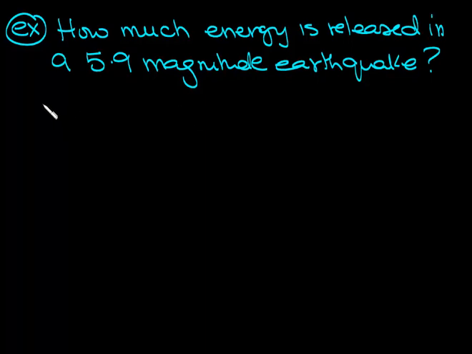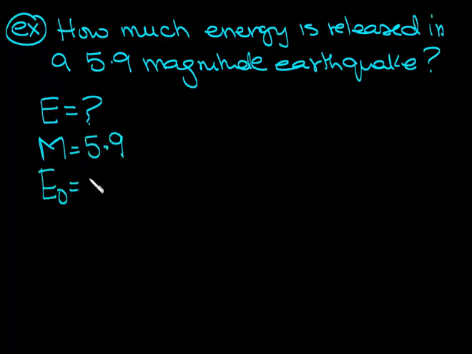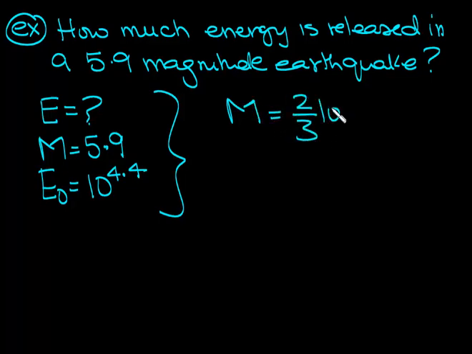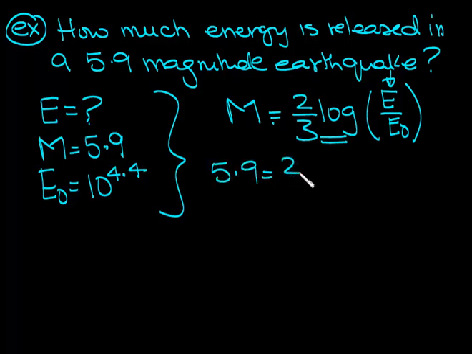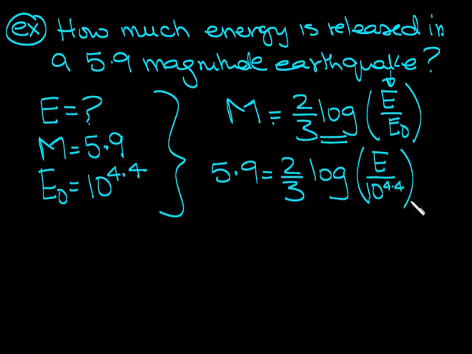In this case, they're looking for E. They've given us the magnitude of the earthquake, it's 5.9. And we already know the E constant, E naught, is 10 raised to 4.4. So let's plug this into the formula. We have M is equal to 2/3 log of E over E naught. We're solving for E, which is inside the log, so this is a logarithmic equation. Let's replace things we know. We have 5.9 is equal to 2/3 log of E over 10 raised to 4.4.